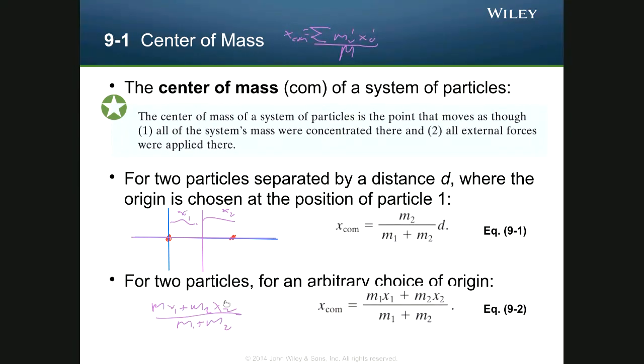Now, you'll notice for two particles separated by some distance d, if one of the particles is at the origin, say we put our origin in the blue one, now the distance x1 from the origin is 0, because it's at the origin, right? So that means that this term goes away, and you'll notice that x2 becomes d right there. m2 stays, and you have m1 plus m2. So this equation is simply a special case of this equation.